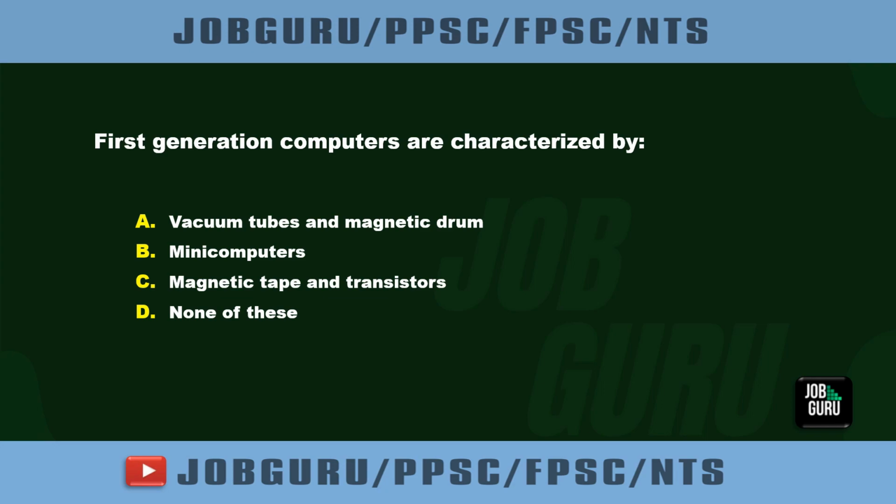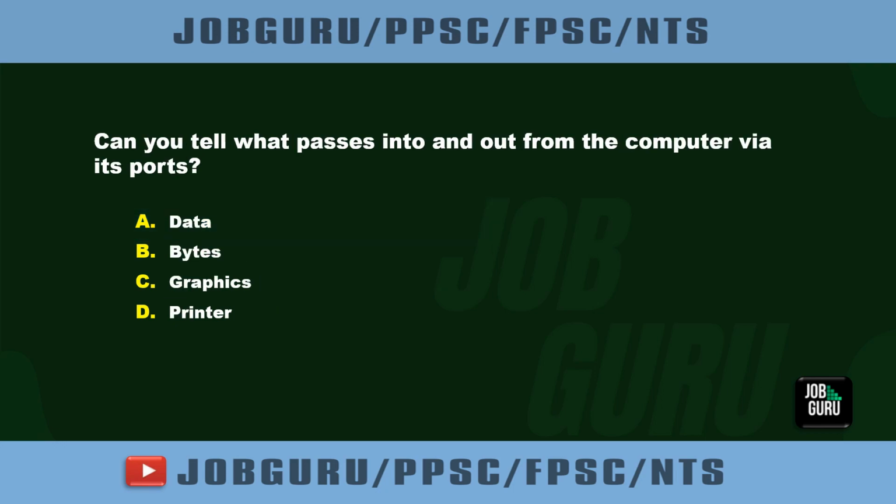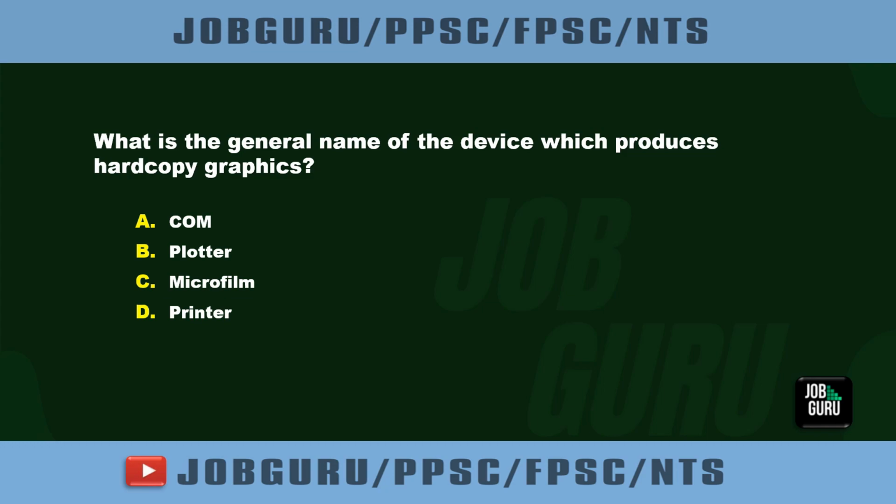First-generation computers are characterized by. Can you tell what passes into and out from the computer via its ports? What is the general name of the device which produces hard copy graphics?